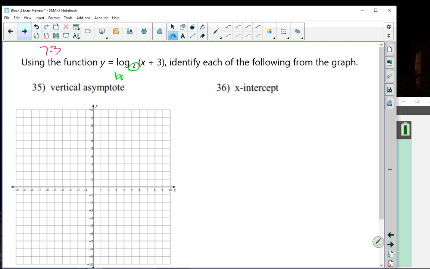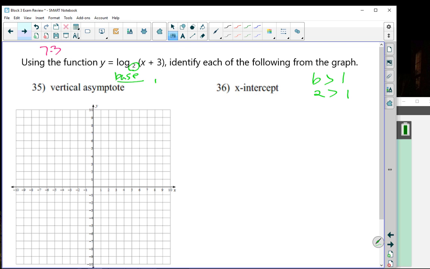Lily, are you with us? Find the base. Okay, what's the base here? 2. Is it greater than 1 or is it in between 0 and 1? Okay, so write that over here on the side. B is greater than 1, 2 is greater than 1.